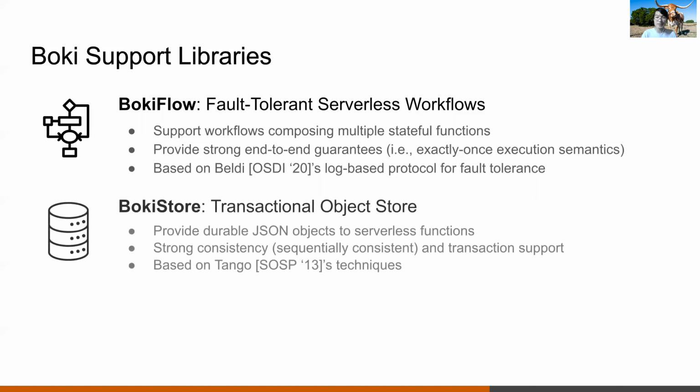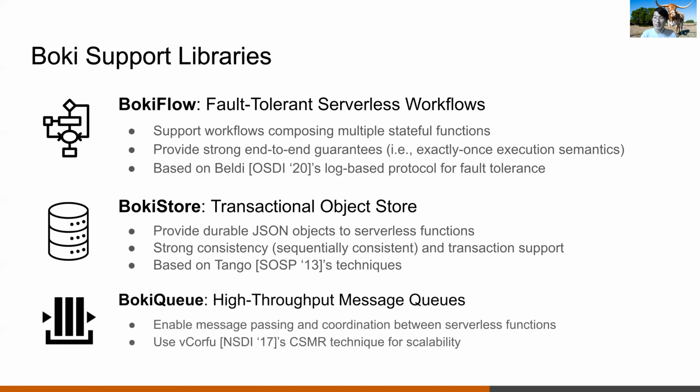The second library is BokiStore. BokiStore is a transactional object store for stateful functions. It provides an object model as JSON objects. BokiStore achieves strong consistency and provides transaction support. The last library is BokiQueue, which provides high-throughput message queues for serverless functions. BokiQueue enables message passing and coordination between different functions.